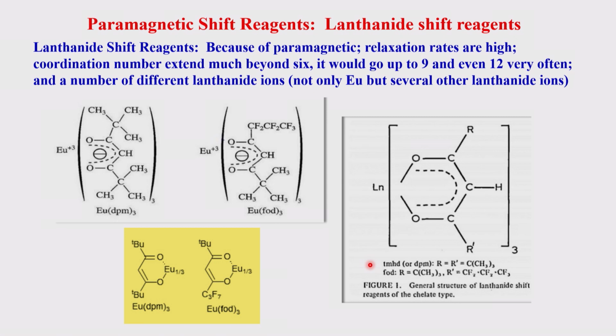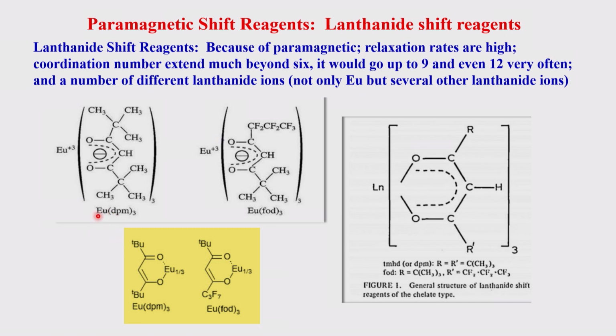These are used in a lot of applications, including these medical imaging processes. So in the imaging, why? Because they are paramagnetic, their relaxation rates are very high, the coordination numbers can expand because lanthanides can go up to 8, 9, 10, 12 also, and a number of different lanthanide ions, not only europium, examples are known with europium but with others also. So this kind of molecules bound, 3 means it's a 6 coordinated.